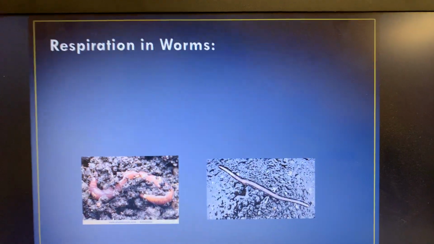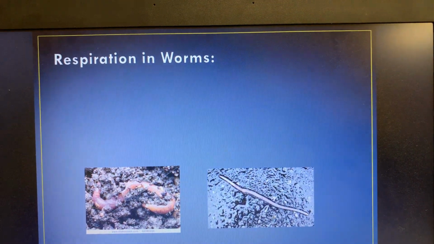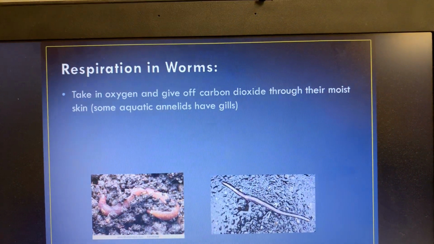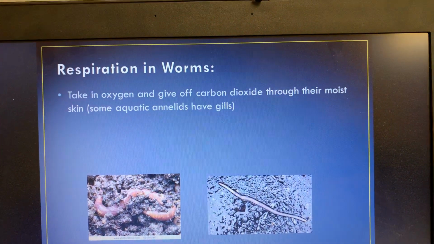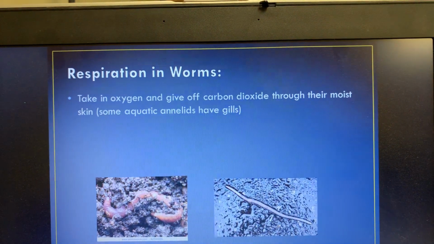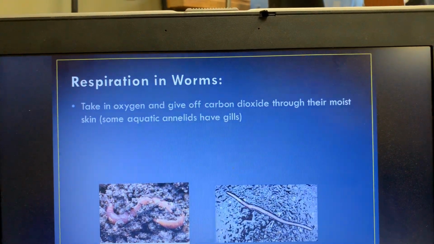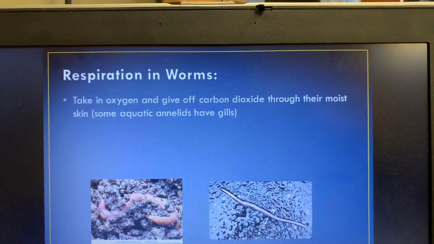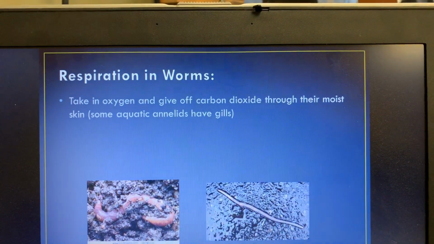Respiration, how they breathe. They breathe through their skin. They take in oxygen and give off carbon dioxide through their skin. You probably learned about that in one of those videos that I posted for the class yesterday. Aquatic, that means annelids that live in the water. They have gills.